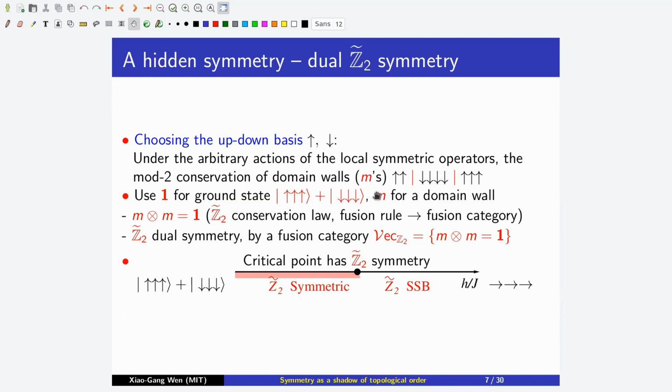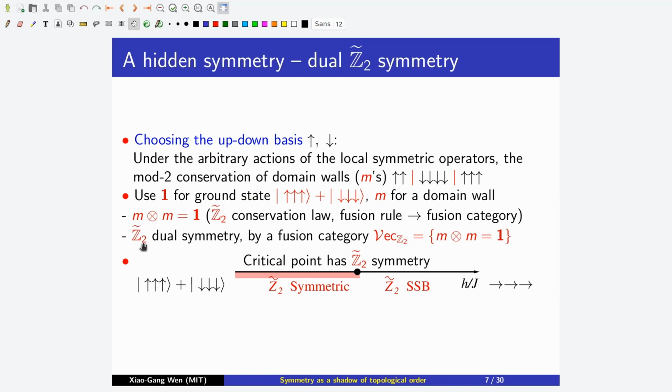So if using the M to describe domain wall, and using 1 to describe ground state, here it is tricky. To be more precise, I should use a 1 to describe this symmetrized ground state. This superposition is also a ground state. And so this is more precise. Using 1 to describe this symmetrized ground state, and the M describes domain wall, then we also have this M times M equals 1. So this is a fusion. Okay, so this is Z2 dual symmetry.